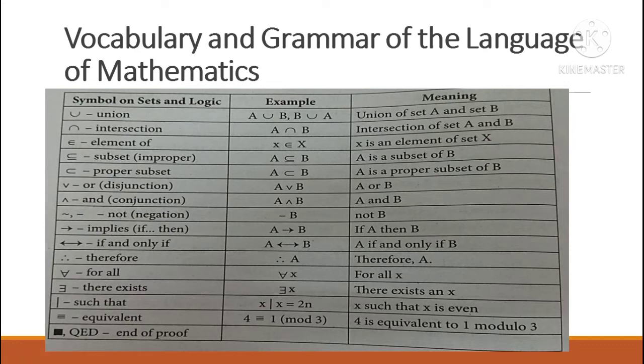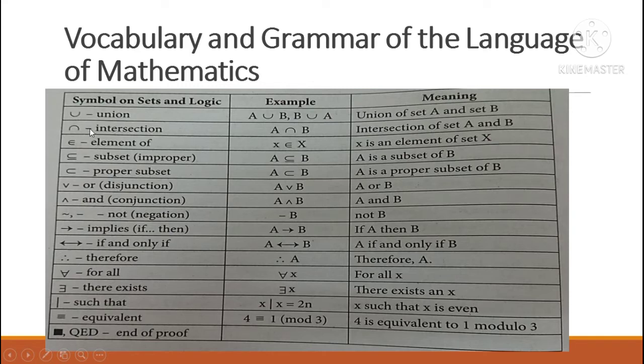So an example is A union B. This will be our example for union: A union B or B union A. It means the union of set A and set B. So this is how we read it: union of set A and B.